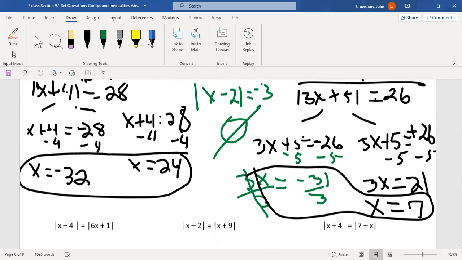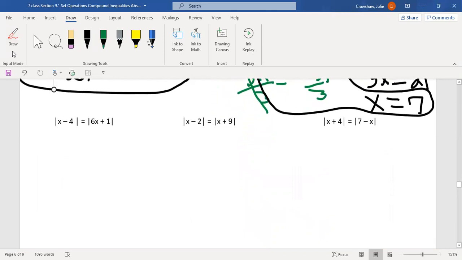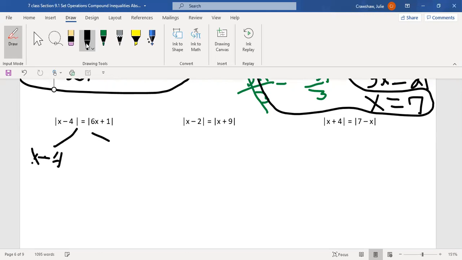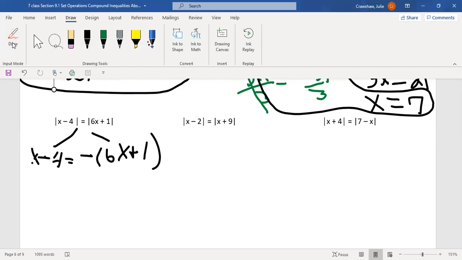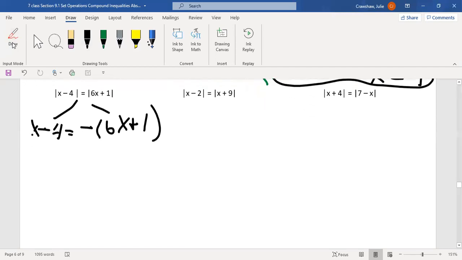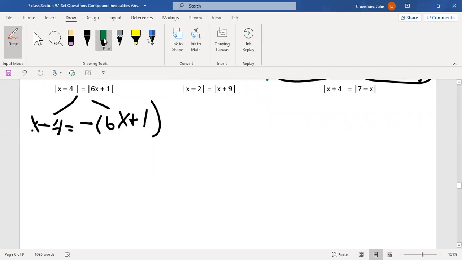Now sometimes we have an absolute value bar equal to another absolute value bar. When we have something like this, we're going to separate these into 2 equations, because we know absolute values are either going to be positive or 0. So I'm going to separate this into x minus 4 equals the opposite of 6x plus 1. And I'm also going to just get rid of the bars and set x minus 4 equal to 6x plus 1. Those are going to be my 2 equations that I'm going to have to solve.